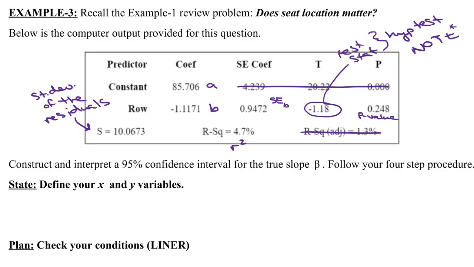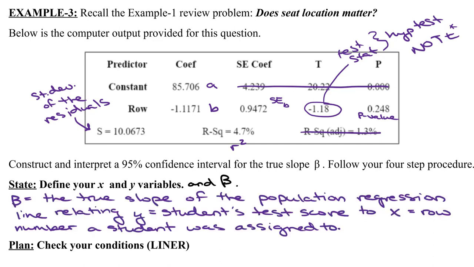Let's move on to our 4-step procedure though. We want to construct and interpret a 95% confidence interval for beta following our 4-step procedure. First, state. We need to define your x and y variables and beta. You can define all of these individually, but if you want to combine it into just one run-on statement, we'll define beta as the true slope of the population regression line relating, and now we'll define our x and y. Y, the student's test score, to x, the row number a student was assigned to.